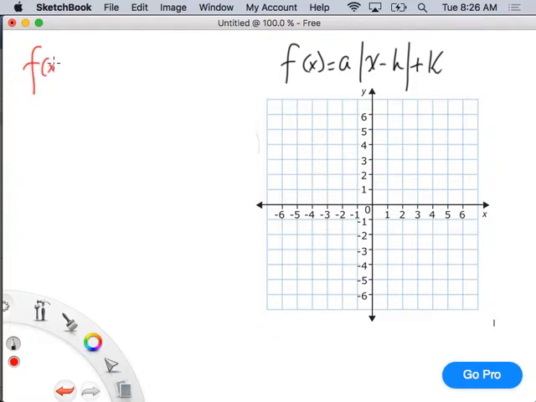f of x equals negative 3 times the absolute value of x plus 1, plus 4. Okay? Go ahead and do that one on your own, please. And notice that is negative 3 at the front.